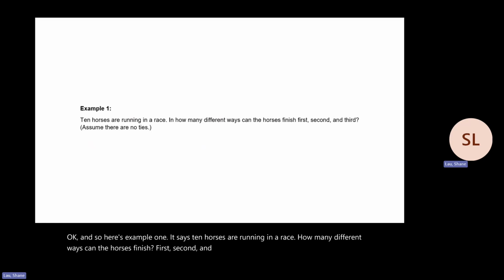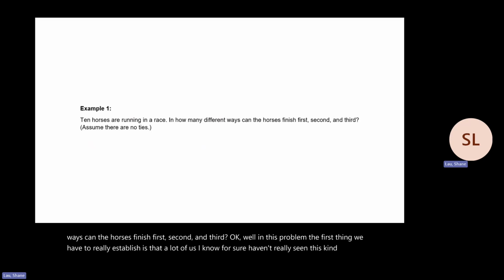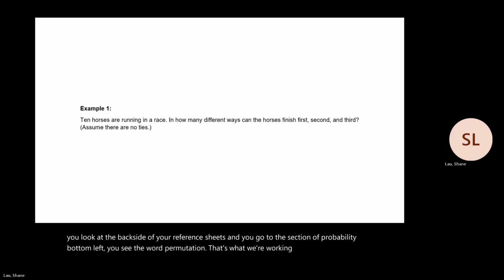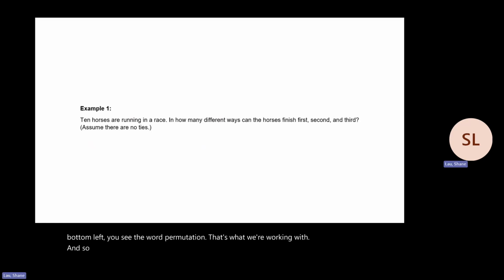Well, in this problem, the first thing we have to establish is that a lot of us, I know for sure, haven't really seen this kind of problem before. So in order to help us, we need to look at our reference sheet. If you look at the backside of your reference sheets and go to the section of probability, bottom left, you see the word permutation. That's what we're working with. And in permutation, you need two things. You need an N, you need an R.